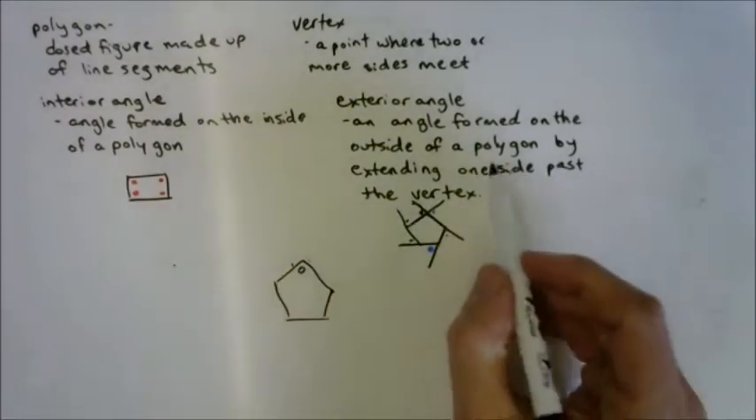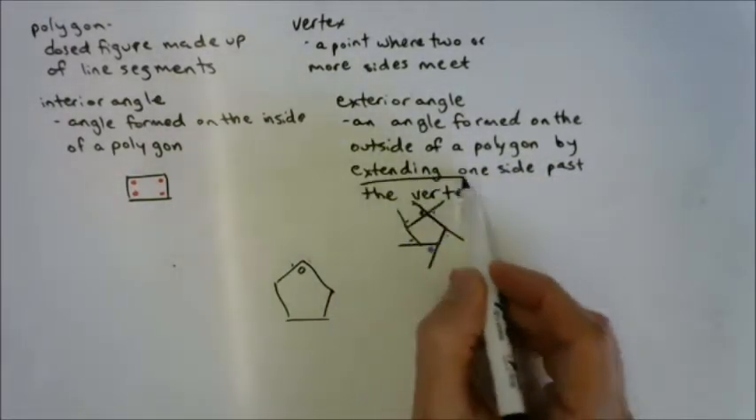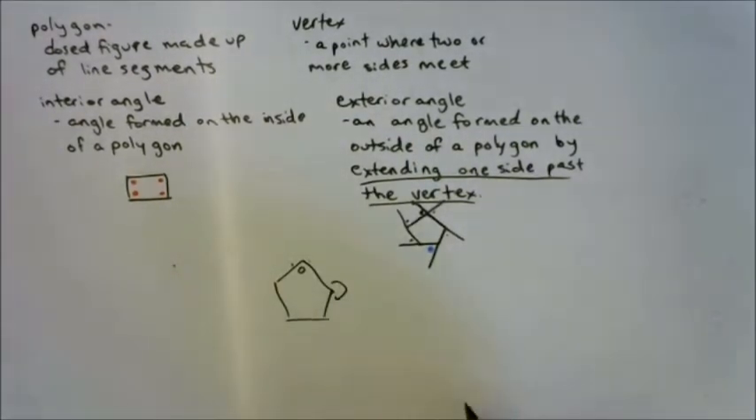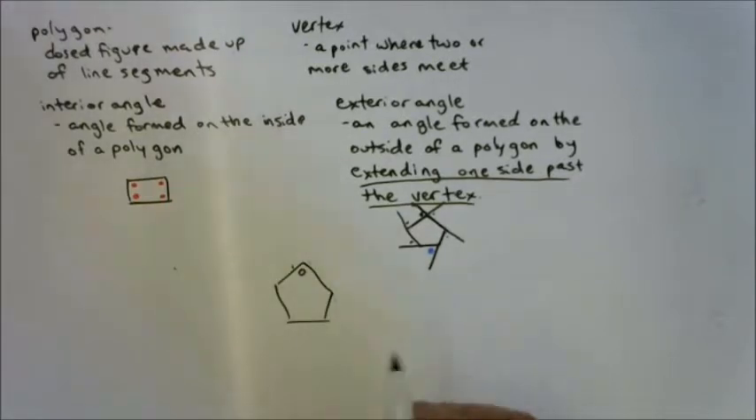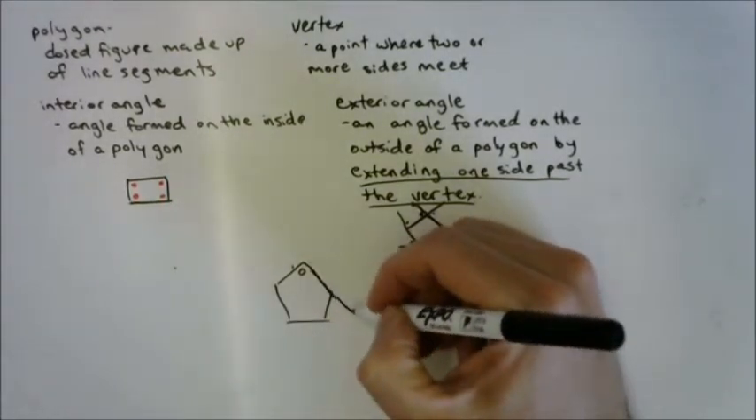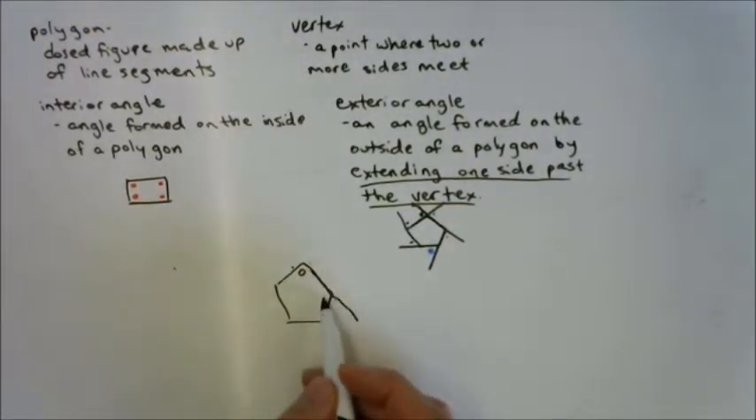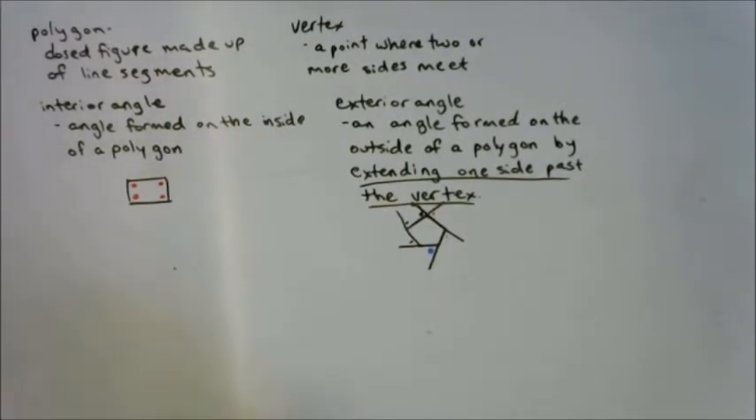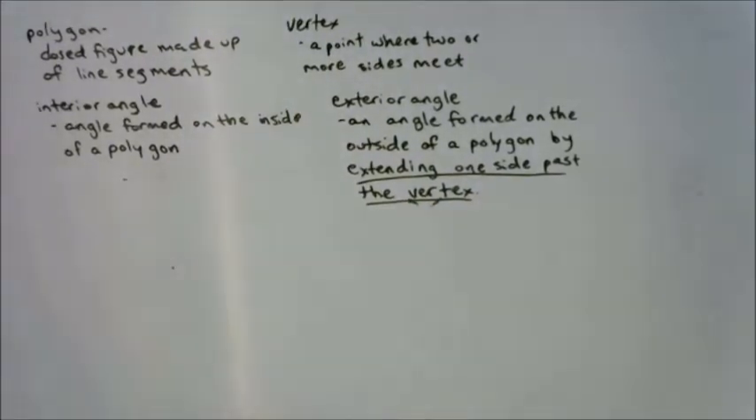That's why this next point is so important. By extending one side past the vertex. So this is not an exterior angle. Okay? When we're talking about an exterior angle, you need to extend the side, and then here's your interior, here's your exterior. Notice how do I and E relate to each other? Supplementary. They add to 180. Okay? So that's one of the characteristics that we're going to be exploring a little bit today.